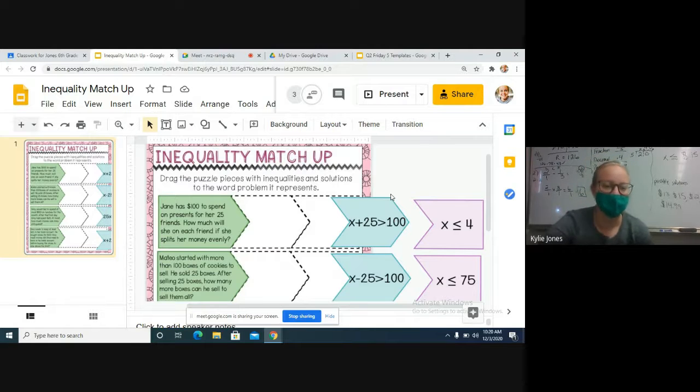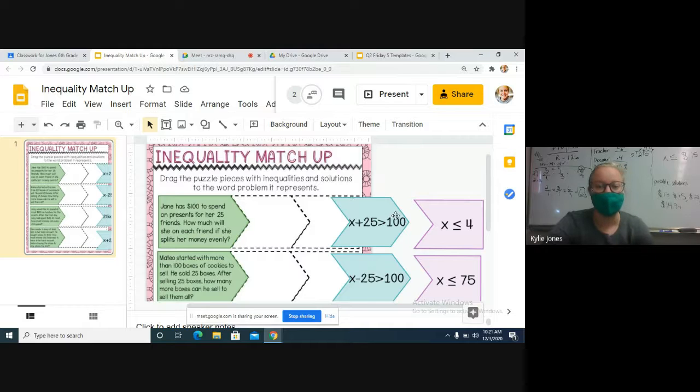It says Jane has $100 to spend on presents for her 25 friends. That's a lot of friends. Anyway, how much will she spend on each friend if she splits her money evenly? So she has 25 friends to buy presents for and only $100. So she's going to split it evenly between her friends. We need to look at them.